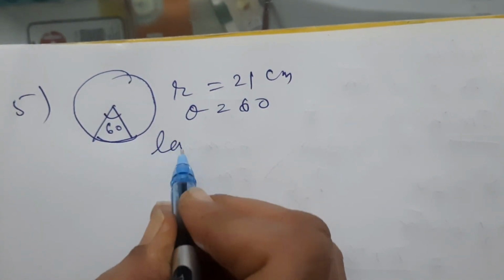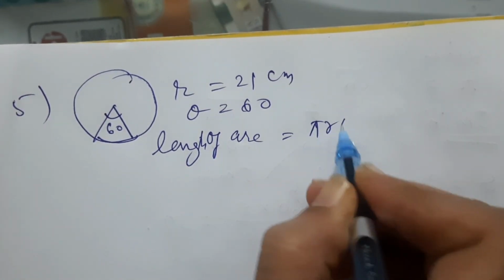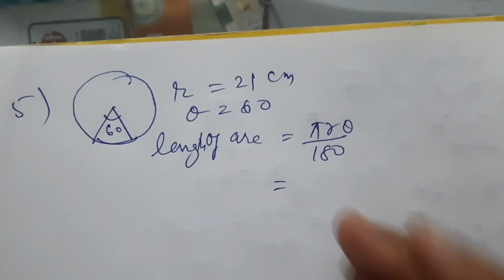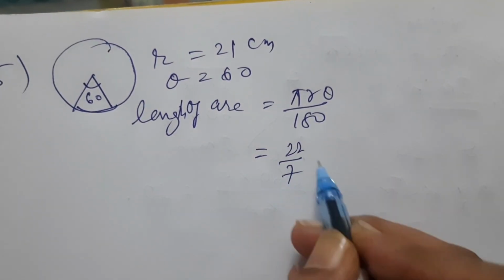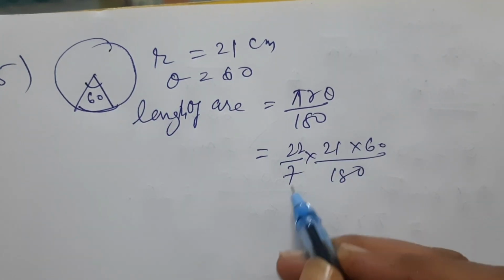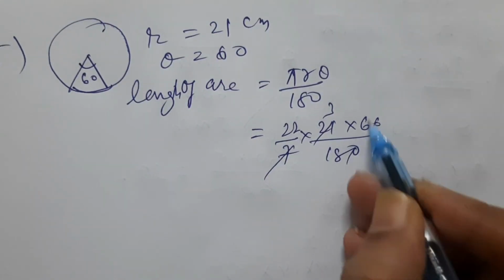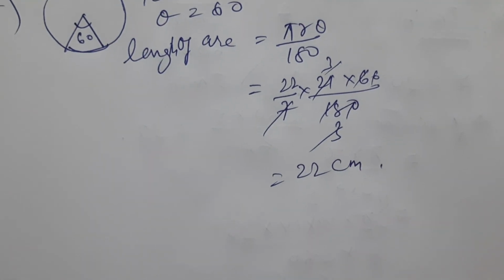So formula of length of arc is pi r theta upon 180. Quite simple. You need to put only values. So here theta is 60, pi is 22 by 7, radius is 21, theta is 60 upon 180. So answer we got is 22 centimeters. See how simple we are solving it.